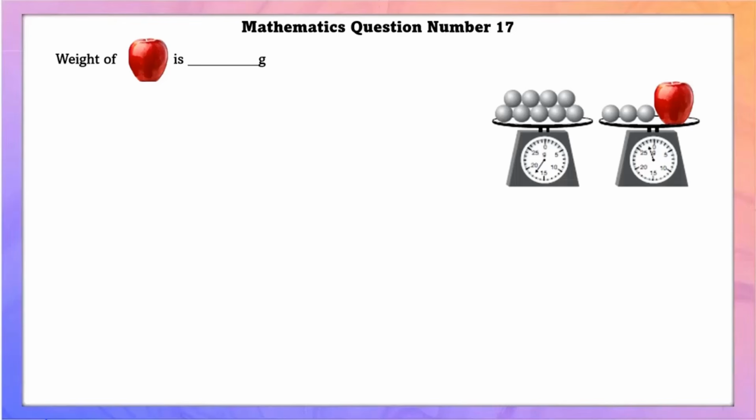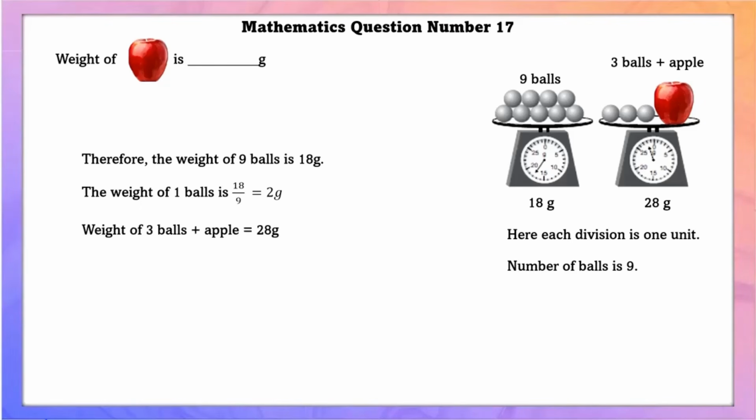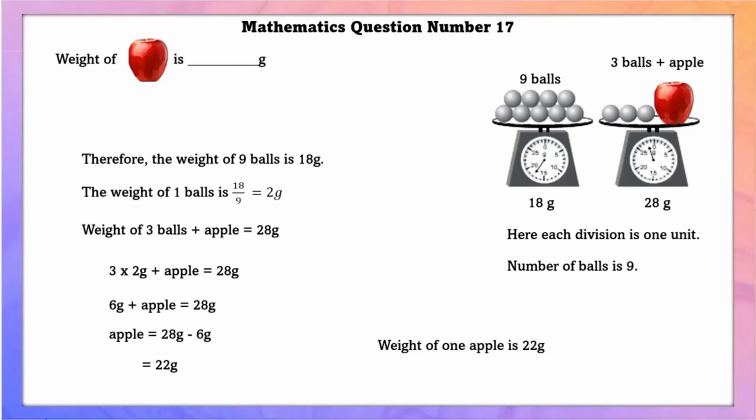Mathematics question number 17. Weight of one apple is dash grams. Here each division is 1 unit and number of balls is 9. Since the weight of 9 balls is 18 grams, the weight of one ball is equal to 2 grams. Now in the second measuring scale, we can see that there are 3 balls and 1 apple. Since we already know the weight of one ball, we can substitute the value of balls and we can find the value of the apple. If we do that, we can see that apple is equal to 22 grams.